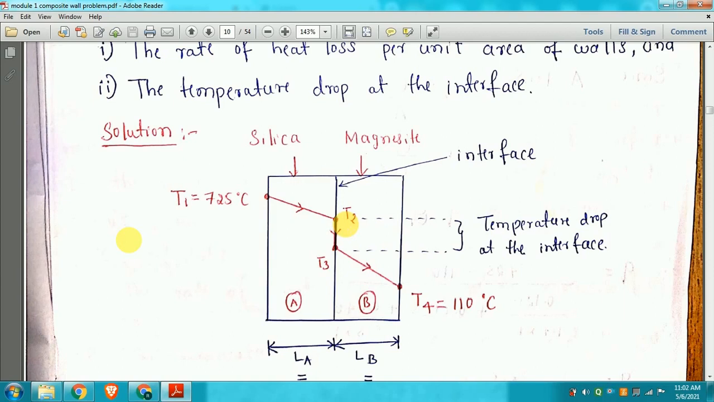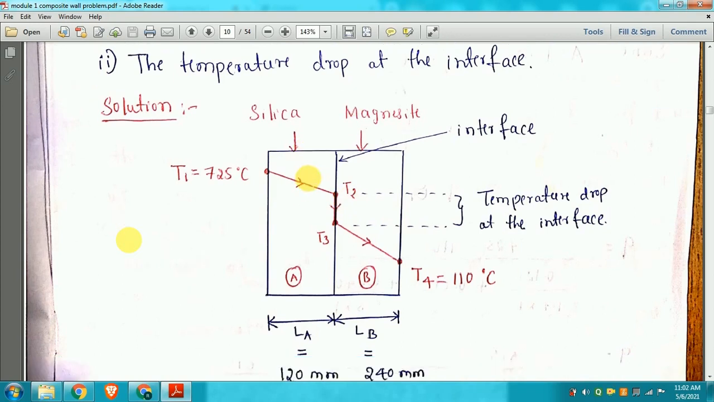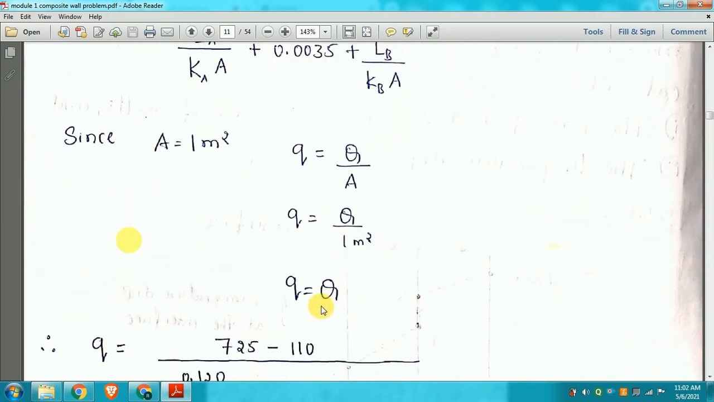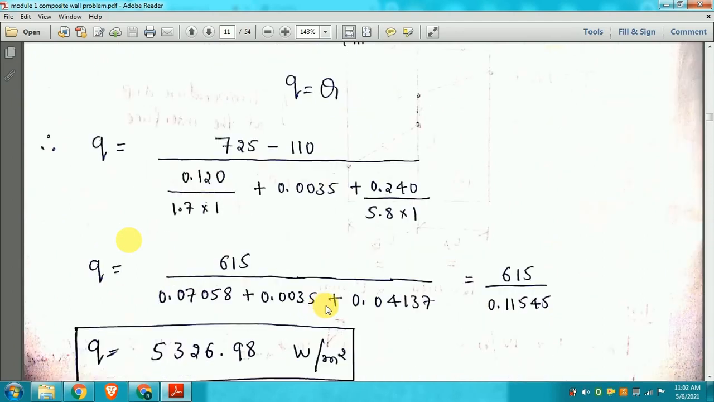Sir, Q is equal to T1 minus T2 divided by RTH. Correct. What is the answer? And Q value is same, no? As we have calculated once, the Q value is same. It is not going to change every time. So this is the Q value. Capital Q or small q, both are same because area is 1 meter square.